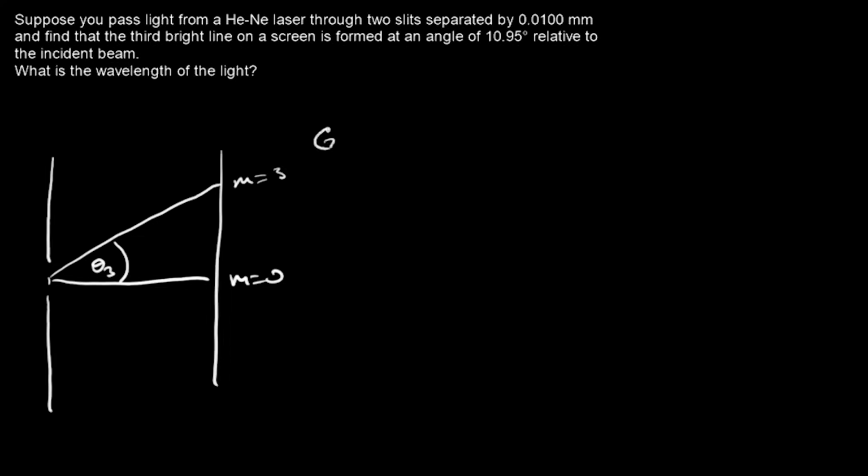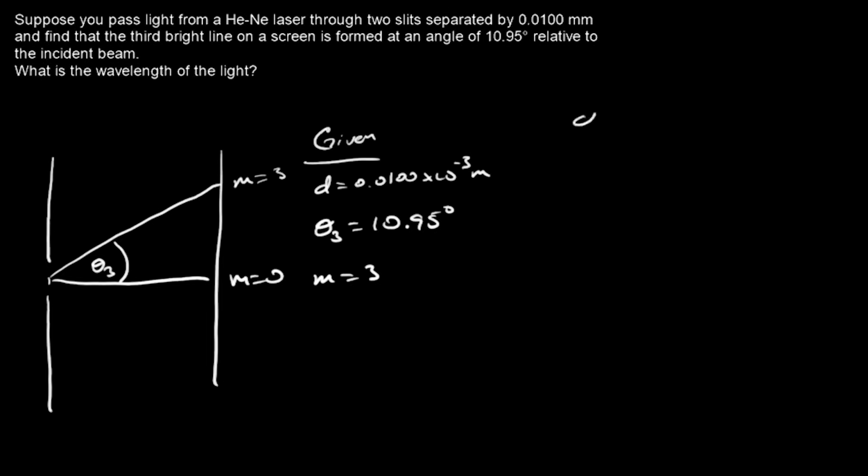So what's given to me? I'm given the slit width, which I'm going to rewrite in meters. Again, this isn't in scientific notation, but it still works. I'm given the angle theta, 10.95, and I've said theta 3 there just so I know that it's at the third bright fringe. And I'm given the value of m, which is 3. Now, of course, you're going to get the same answer if you had negative 3, right? It wouldn't really make a difference here.